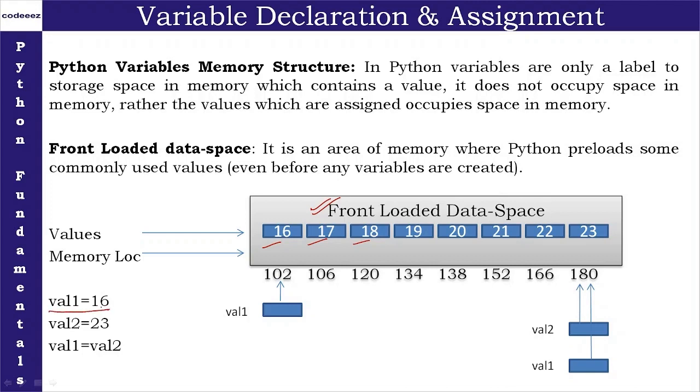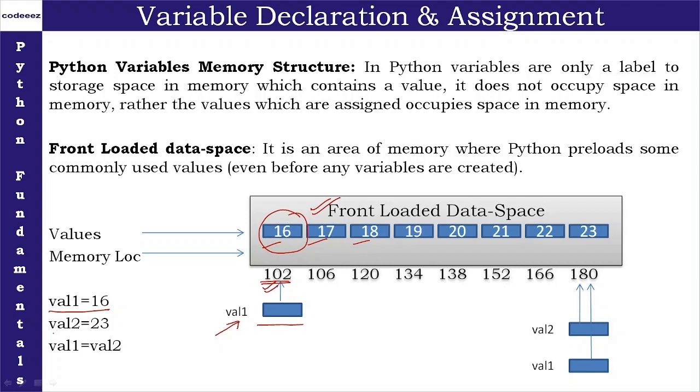The moment we declare a variable and assign a value to it, what happens? A reference is created, and the name of that reference is in this case val1, and this reference points to that memory location where the value 16 is stored. So in this case value 16 is stored at the location 102. So this reference val1 will point to the location 102 because it is containing the value 16.